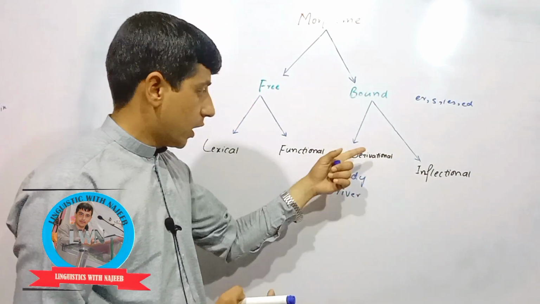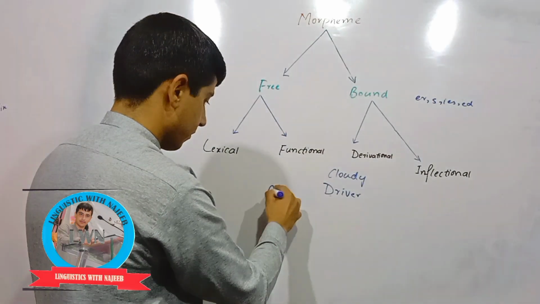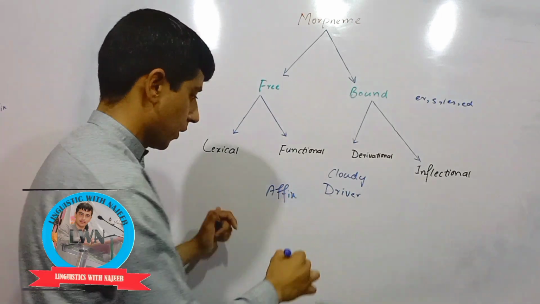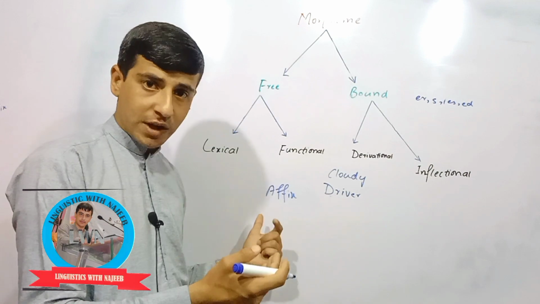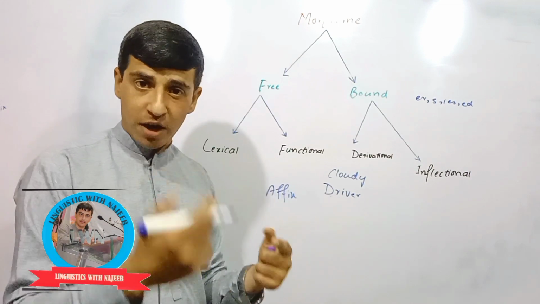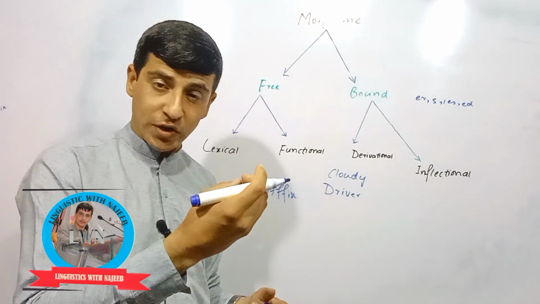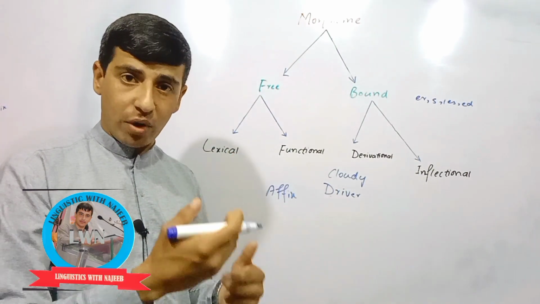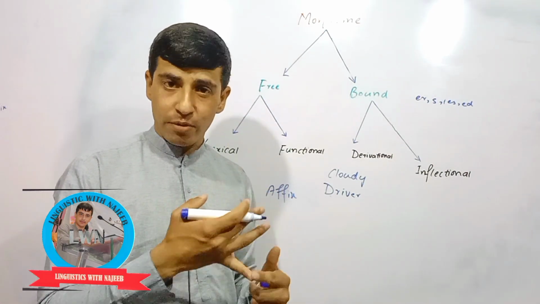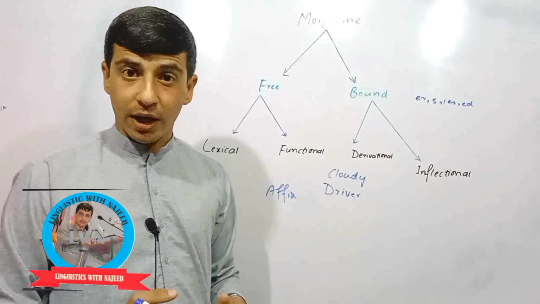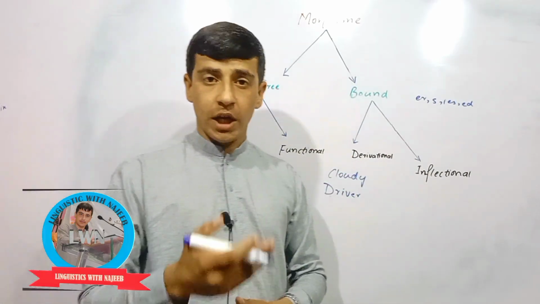In derivational morphemes, mostly we have the affixes. In affixes, we have different types. For example, we have the prefix, the infix, the suffix, and the circumfix. Whenever we add these affixes to a word, we can change the meaning and also sometimes the grammatical class of the word. And lastly, we have the inflectional morphemes.